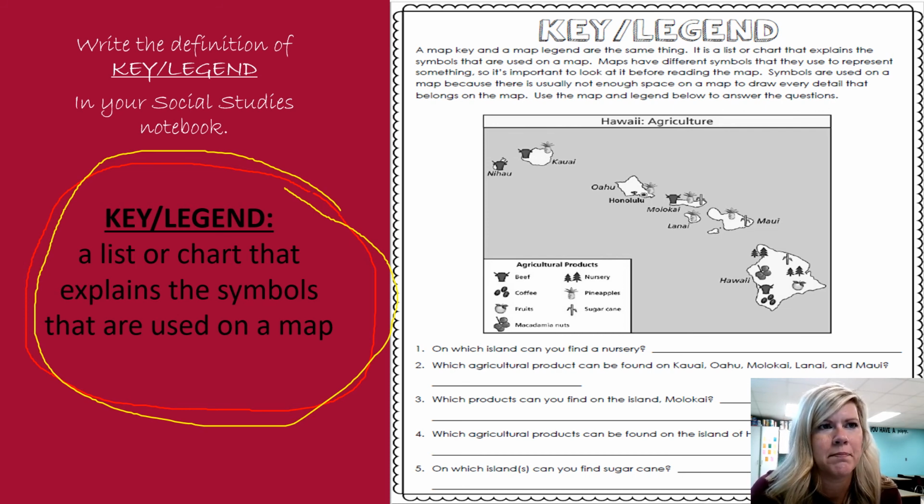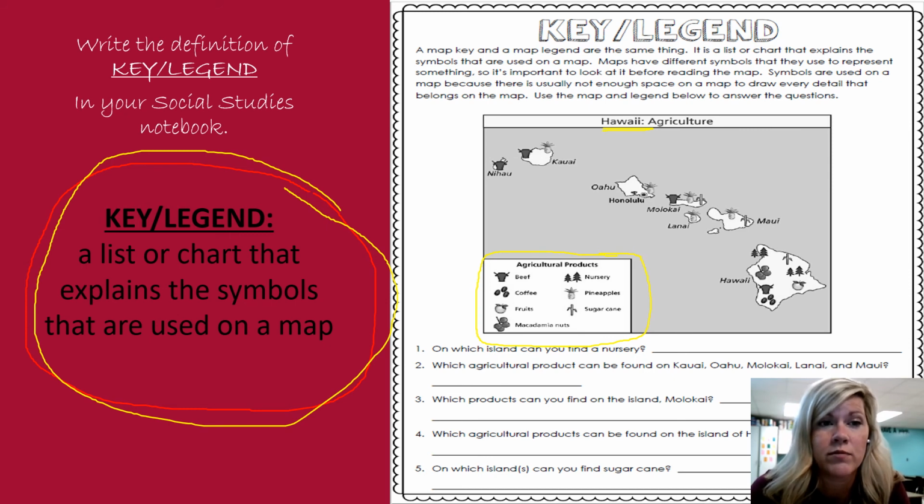So on this map, the key is right here. See, it's talking about agricultural products that are being used in Hawaii. So what you're seeing is a map of Hawaii. It's got several islands, and we're going to look at the symbols and see what type of agricultural products are being used in Hawaii. Now, you also will hear of a key or a legend being used in math.